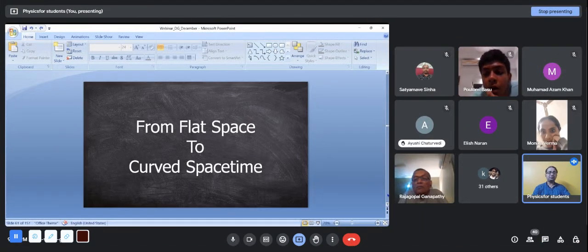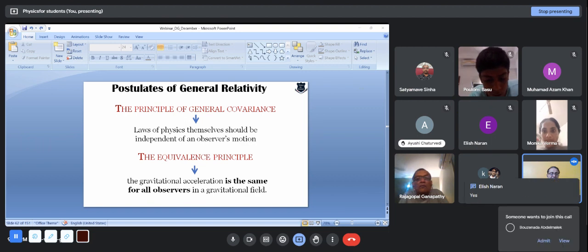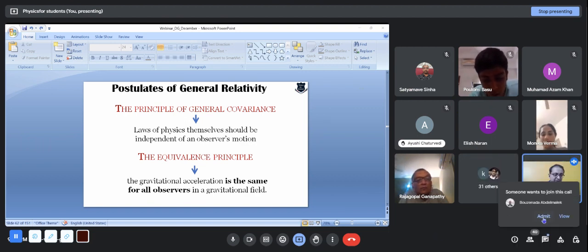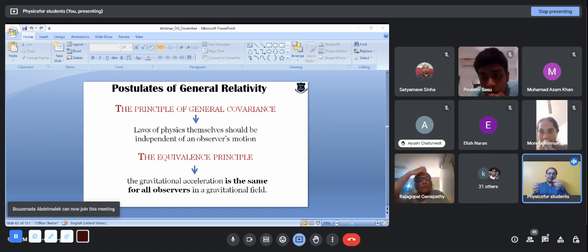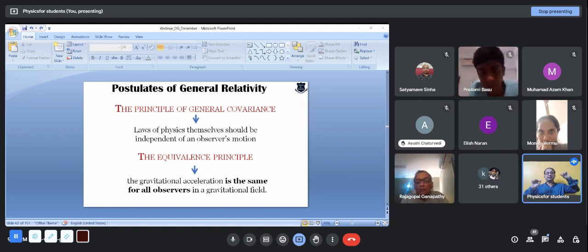So from flat space time, we are moving into curved space time. What are the postulates of general relativity? It is almost the same as special relativity. Tensors are invariant, absolutely, I will come to that tensor part. The laws of physics are the same as in special relativity, and the gravitational acceleration is the same for all observers. This is the basic postulate of general relativity. Thank you, Rajagopal sir.